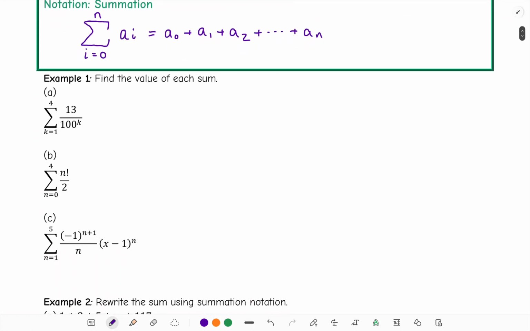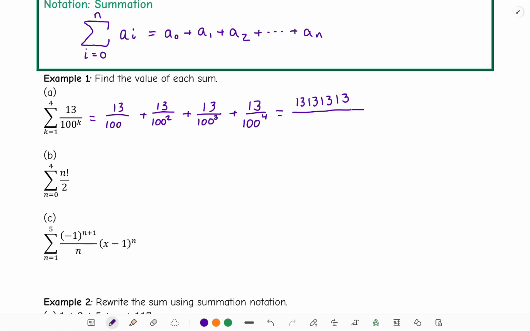So example 1 is to actually find these sums. So for a, we'd have 13 over 100 to the first power, plus 13 over 100 squared, plus 13 over 100 cubed, plus 13 over 100 to the fourth. Oh, I gotta be careful there. There we go. And then you would add these together and you get that answer.